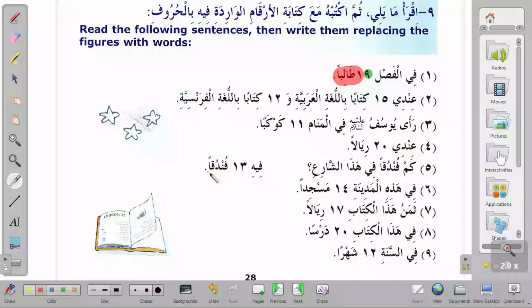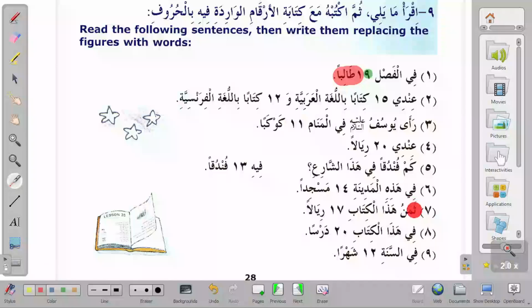If you are counting something, khamsata ashara, you won't say khamsata ashara tulaban, students. No. It is supposed to be singular. Whatever you are counting, the ma'dud is supposed to be singular. Okay, that's a rule in the Arabic language. Even though you say what you are counting is plural, that's it. That's the rule. You have to make it singular.